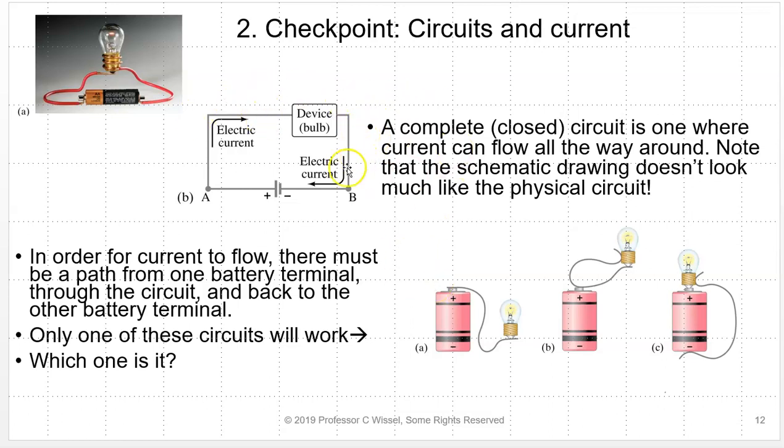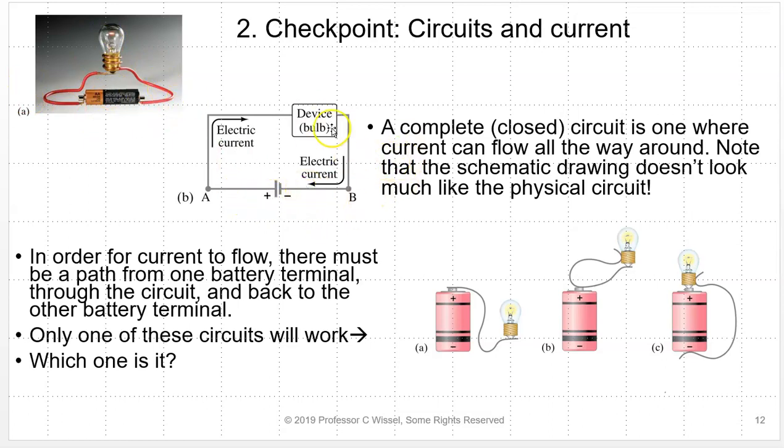Okay, checkpoint, circuits and current. A complete closed circuit is one where the current can flow all the way around. Now, this is a complete circuit. Here's a battery connected to a light bulb, and there are 2 wires. One runs from the positive terminal through the light bulb back to the negative terminal. The battery and the electrons can go around and around. Here's the schematic of that.